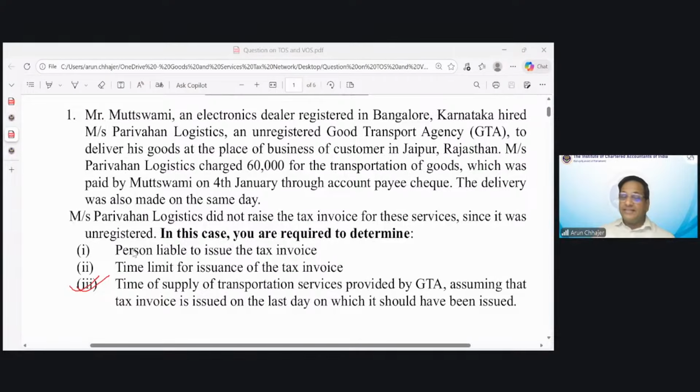Here the point is saying that recipient is prepared the invoice on the last date. जो भी last date है. So first tell me what is the last date to prepare the invoice in this case. What is the last date to prepare the invoice in this case?